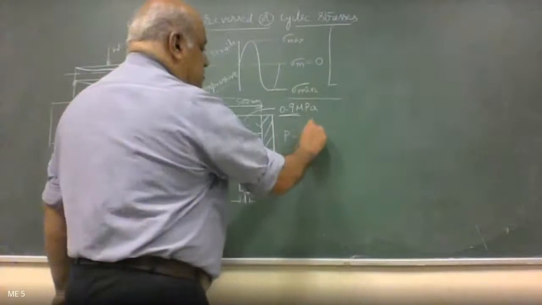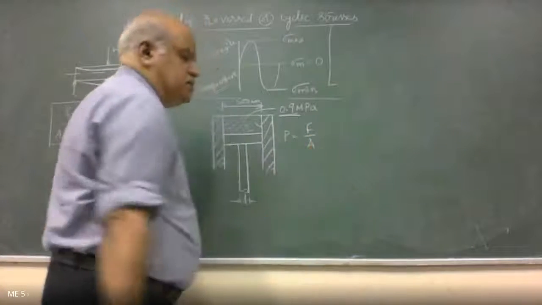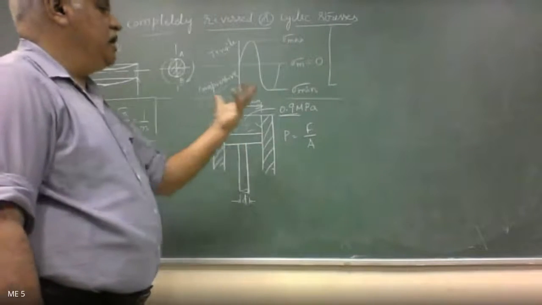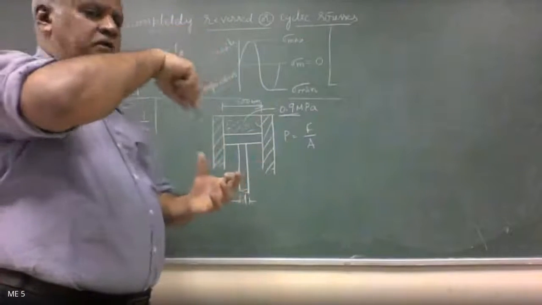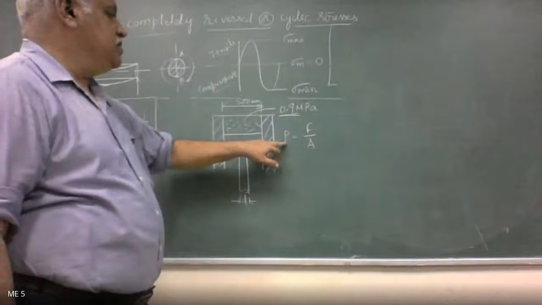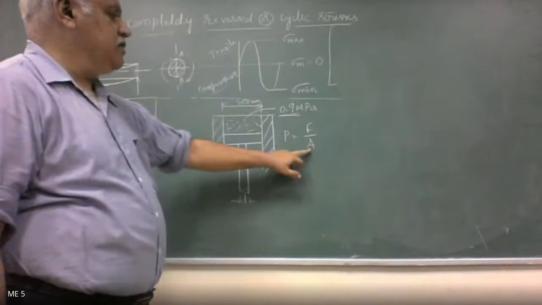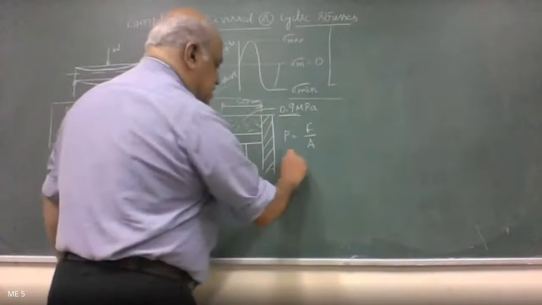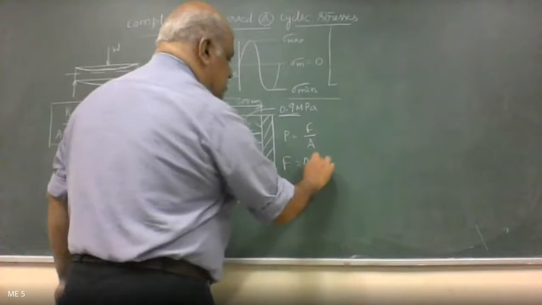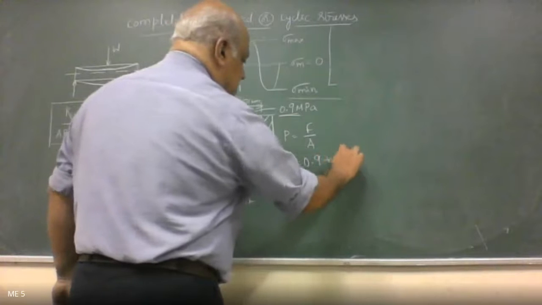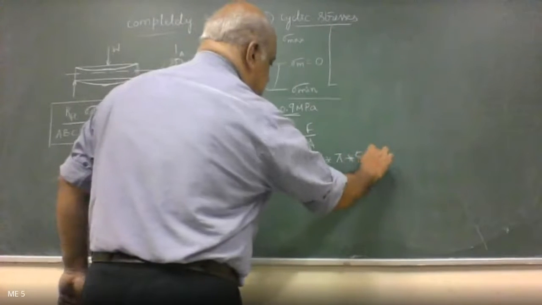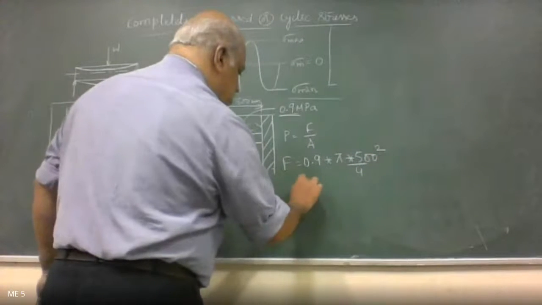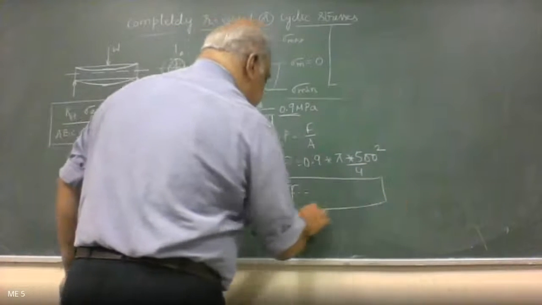Pressure is equal to force by area of cross section. So you are given the pressure that is acting over a diameter of 500 mm. So pressure is known. I can find out area of cross section. So from there I can extract the value of force that is acting. So therefore force is equal to 0.9 Newton per mm square into pi d square by 4. This will give me the value of force that is acting.